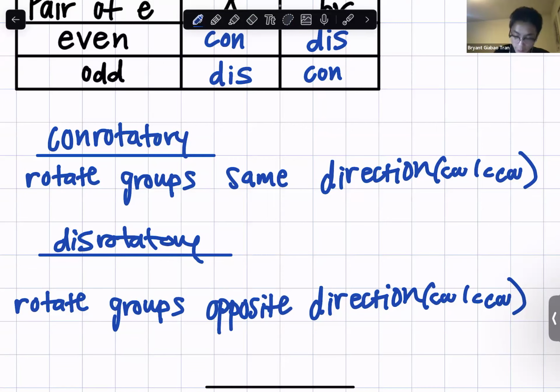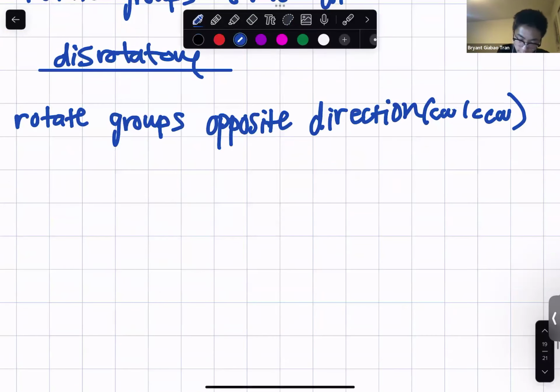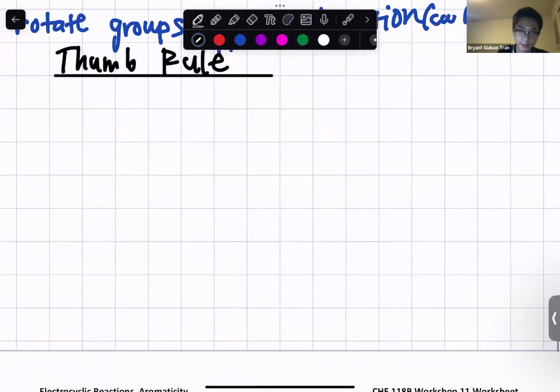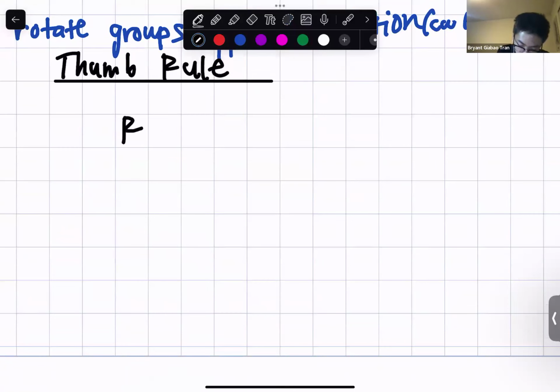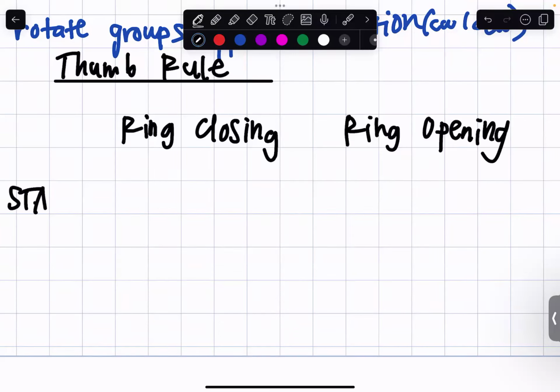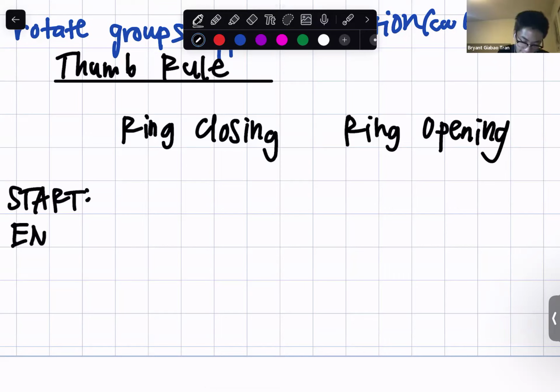Right. So there's a thing called the thumb rule that I like to do to figure out the stereochemistry behind these reactions. And there's going to be two types of electrocyclic reactions: ring closing versus ring opening. So your thumbs are going to start a certain way depending on what reaction you want to do, and they're going to end a certain way.